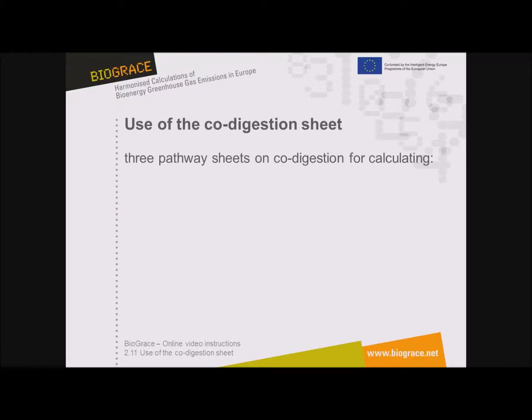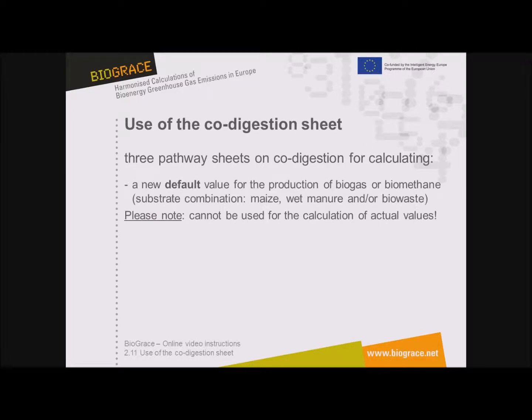The BioGrace 2 Excel tool contains 3 pathway sheets on co-digestion. One sheet can only be used for the purpose of calculating a new default value for the production of biogas or biomethane in case they stem from co-digestion of a combination of the following substrates in the biogas plant: maize, wet manure and/or biowaste. The calculation implements the formula presented in the staff working document and the GRC report. See also the About sheet of the tool.